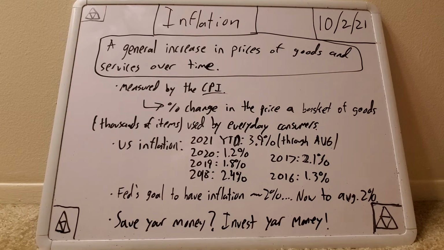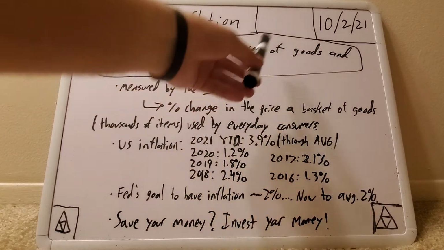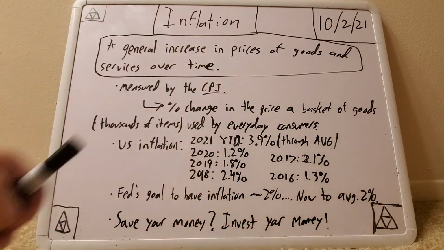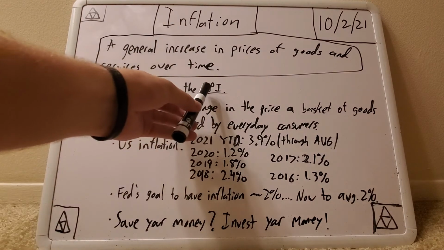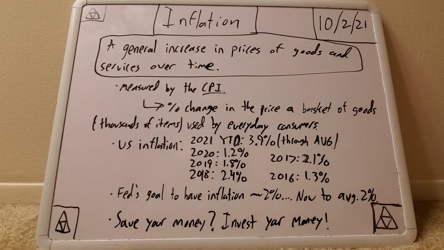Inflation is defined as a general increase in prices of goods and services over a period of time, and inflation is measured by the CPI, or Consumer Price Index. And the CPI is the percent change in the price of a basket of goods, which is thousands of items, and these goods are going to be goods that are used by everyday consumers.